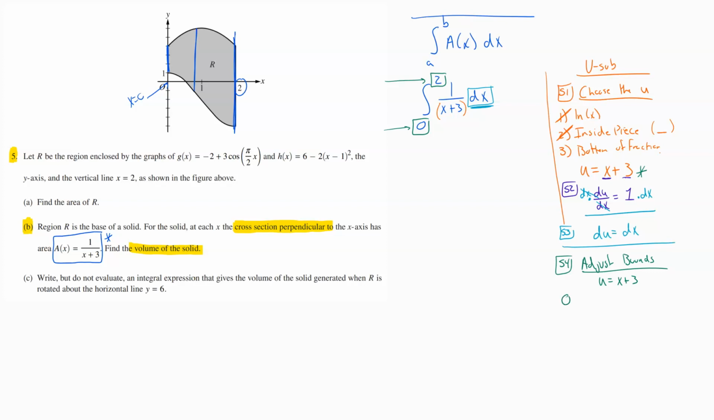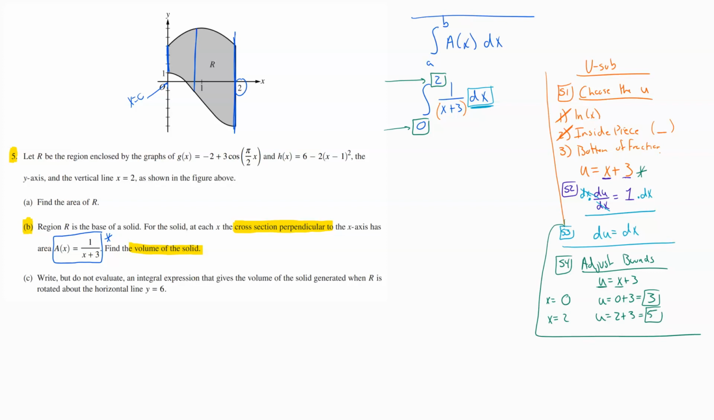So on the lower bound, when x equals 0, I plug into this equation. I would say u equals, and instead of x, I plug in 0 plus 3. So there's my new lower bound. And then when x equals 2, I plug into this equation 2 plus 3, replacing that x, and I end up with 5, so that's my new upper bound.